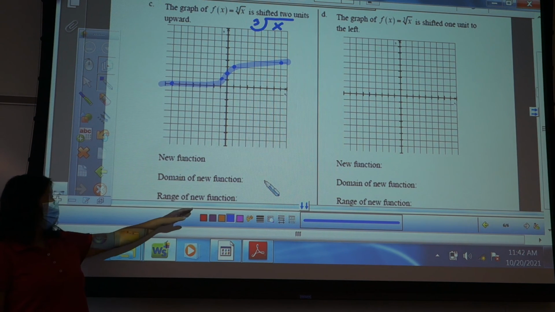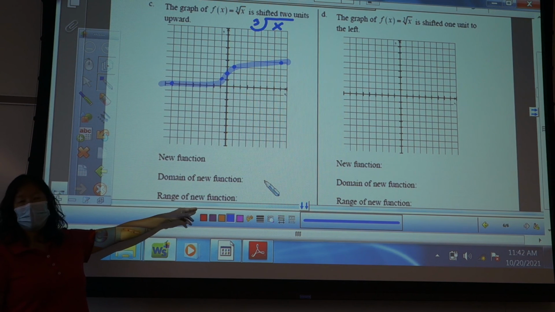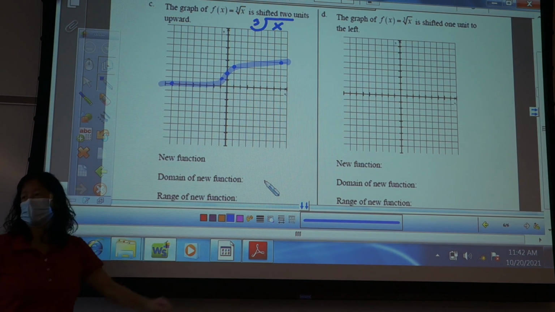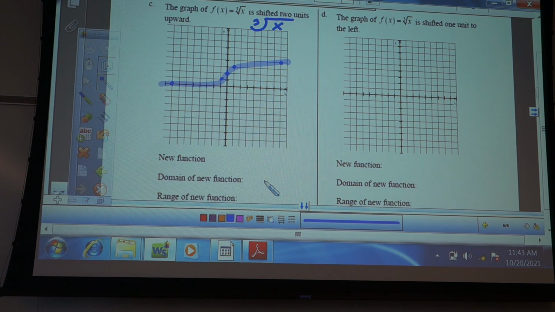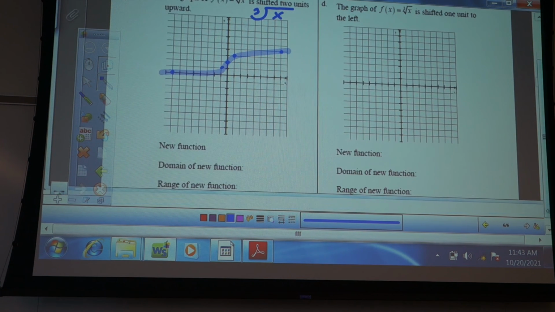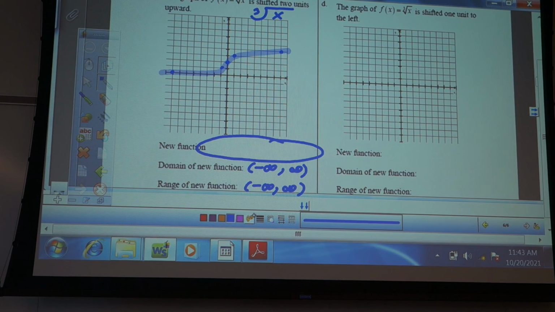Everybody follows infinity. What about my range? How far down and up does it go? Again, all real numbers. Both of these are going to be all real numbers, negative infinity to positive infinity, always with the S. So you folks fill in what should go there. You can do that with your groups. You're going to do C, D, E, and F in your groups, and we'll come back.